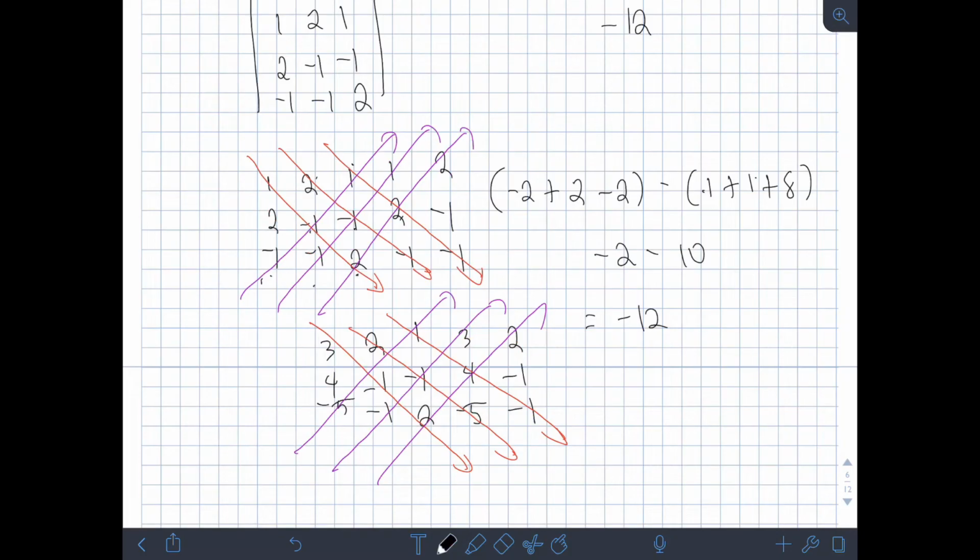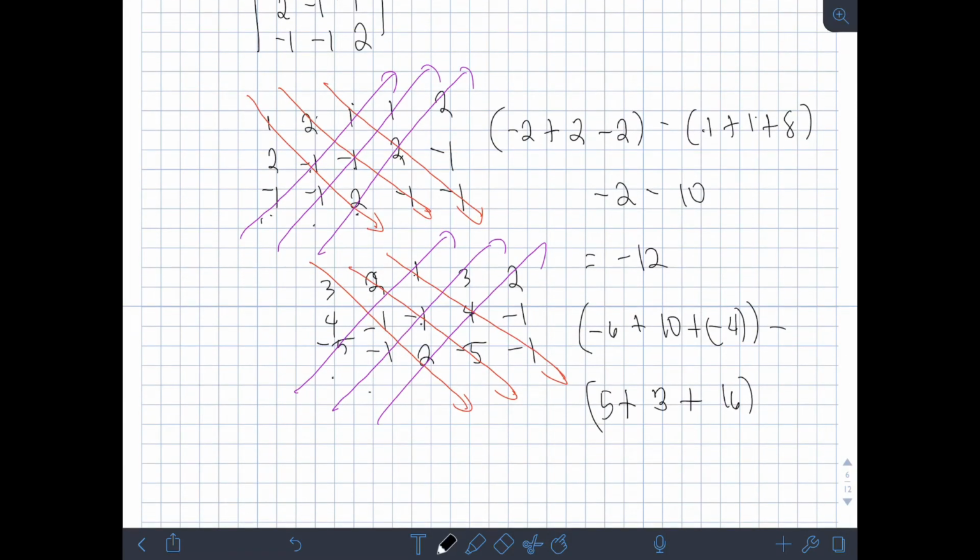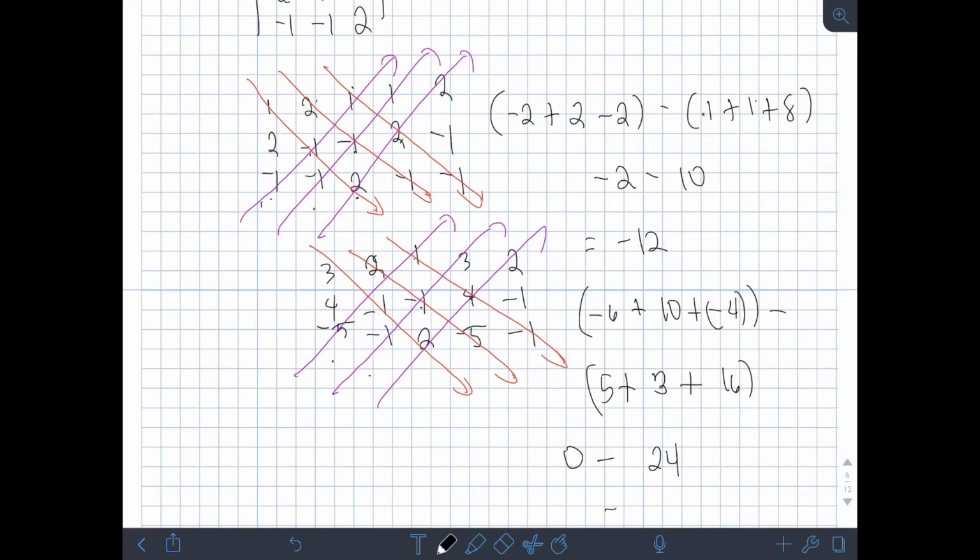So we have 3 times negative 1 times 2, negative 6, plus 2 times negative 1 times negative 5 is positive 10, plus 1 times 4 times negative 1 is negative 4. Minus negative 5 times negative 1 times 1 is positive 5 plus negative 1 times negative 1 times 3 is positive 3 plus 2 times 4 times 2 is 16. So we have negative 6 plus 10 plus negative 4 is 0 minus 5 plus 3 plus 16 is 24. So we have 0 minus 24 is negative 24.